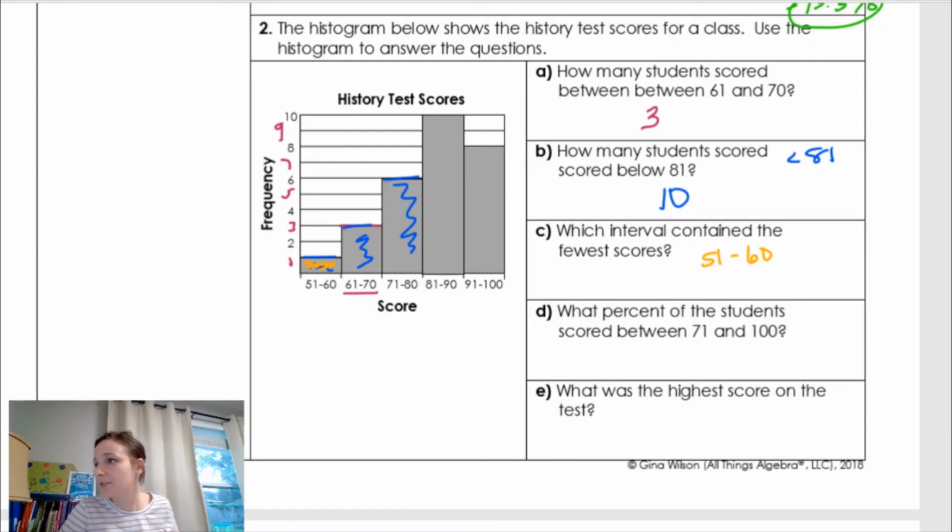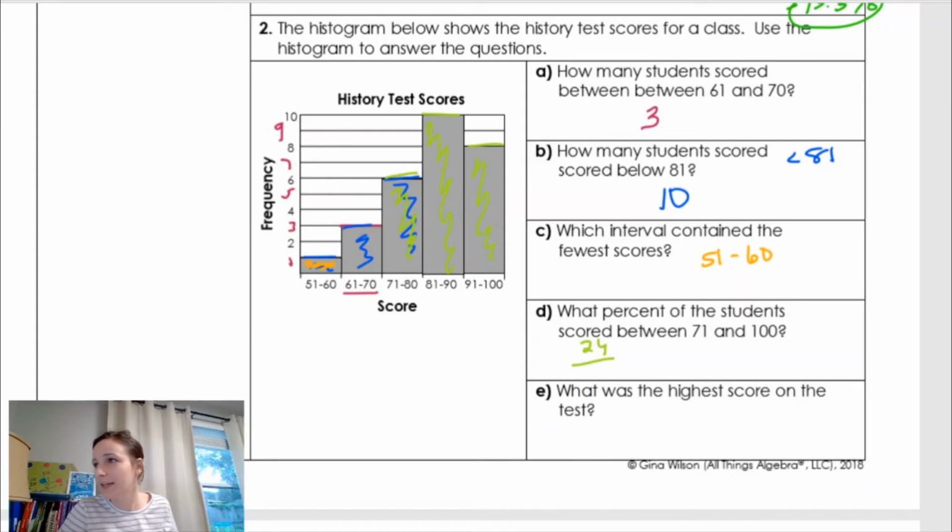What percent of the students scored between 71 and 100? Okay, so now this is going to be a group. So between 71 and 100. So now I'm interested in start at 71. And we need to add all of these up, all the way up through 100. So 71 through 80 were 6 students, plus 10 is 16, plus 8 is 24. So that's going to be 24 out of how many total?